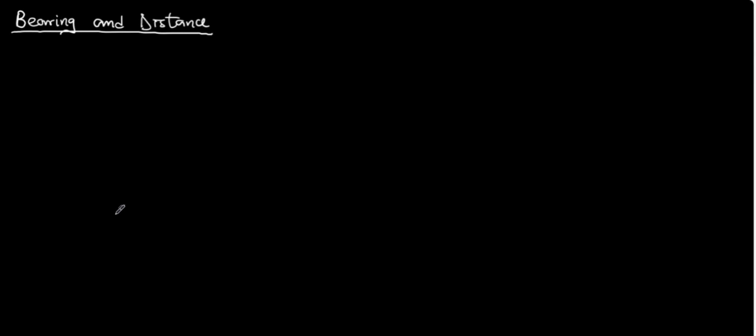Bearing is the direction of a point from another point, or the direction of a place from another place. So we say that, for example, bearing is a direction of point P from point Q. Now, you see this word "from" is very important in denoting the direction of point P.